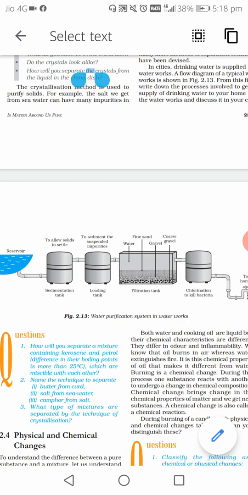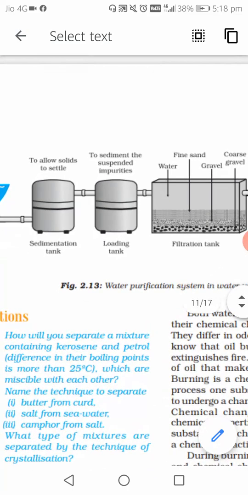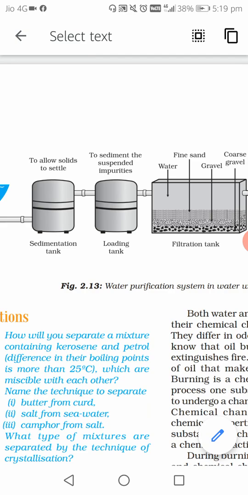If you look carefully, you see here that the pipes are fitted at the top of the tank, not at the bottom. That is because impurities will settle down at the bottom, and water will be taken to the next tank, which is the loading tank, using a pipe set at the top of the tank. Okay, then in the loading tank, what is done?